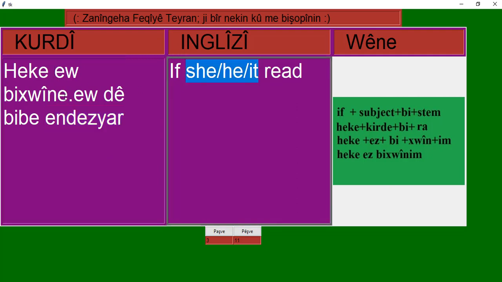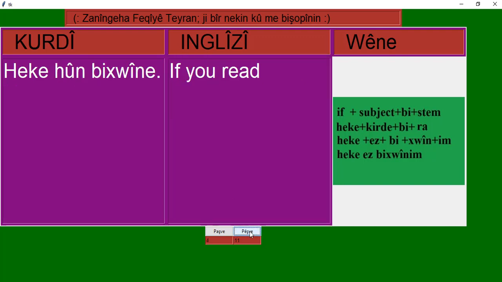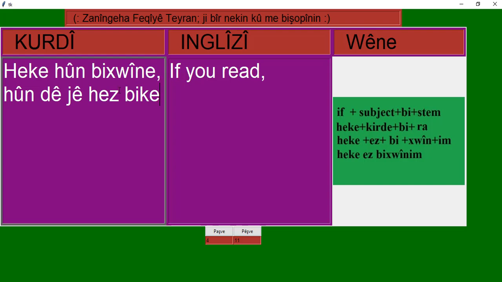Okay, let's continue. Hekehun bخوینه: if you read, or if you study. But let's think we said read. Let's think of read right now. If you read, you will like it. So it says if you read you will like it.